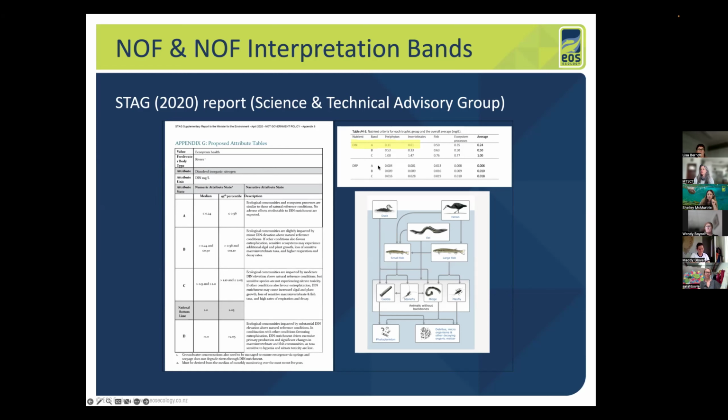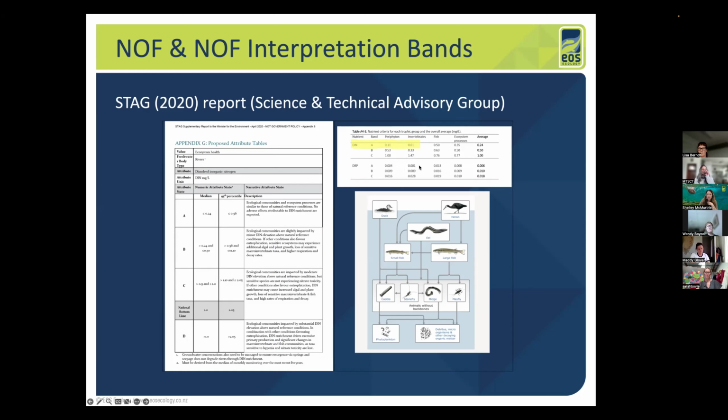But then they also had this table that split this out based off each of the different trophic states. So for periphyton, invertebrates, fish, ecosystem processes, and then they had the average. The average is what ended up going into the equivalent of the NOF band. But when you look across here, you can see that the level of dissolved inorganic nitrogen that starts to have an effect on periphyton is quite a bit higher than it is for invertebrates. And on the flip side, fish can tolerate a much greater level of dissolved inorganic nitrogen before it starts to affect them.